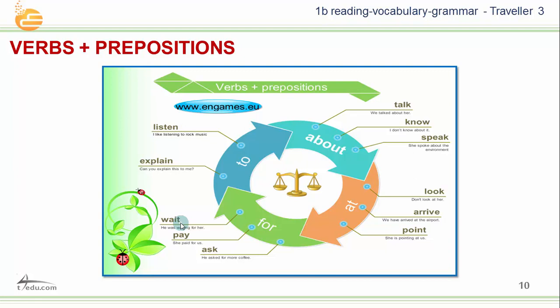We have a bunch of phrasal verbs, the verbs that come with prepositions. For example, we have listen to and explain to. I like listening to rock music. Can you explain this to me? Also, wait, pay, and ask for. Wait for, pay for, and ask for. We also have about with verbs like talk about, know about, speak about. And also the preposition at: look at, arrive at, and point at something.